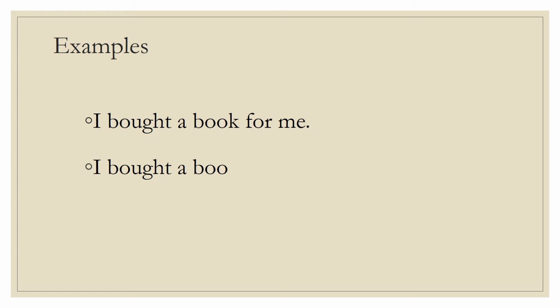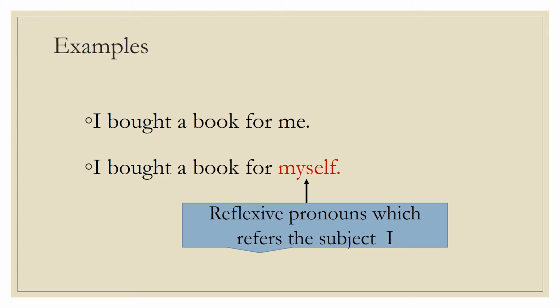Let's see some examples. I bought a book for me. In this, I is the subject and me is the object, both referring to the same person. So I can use the reflexive pronoun. I bought a book for myself. In this, myself is a reflexive pronoun which refers to the subject I.